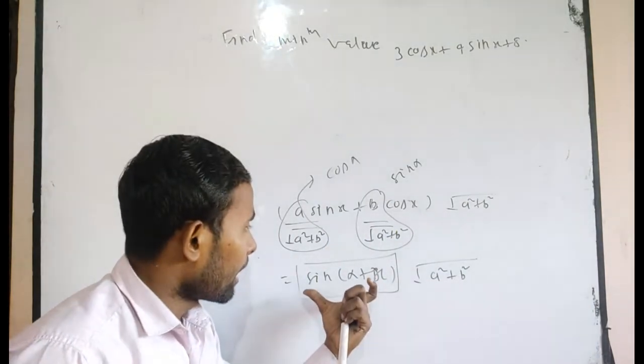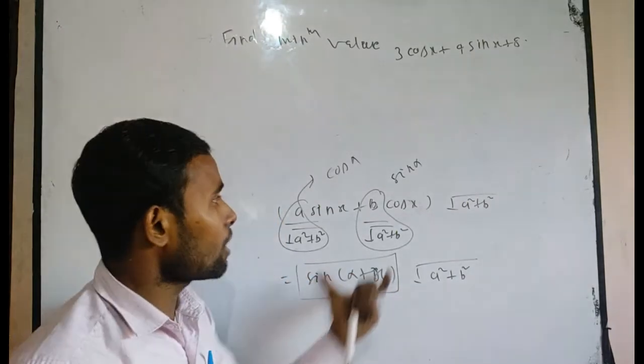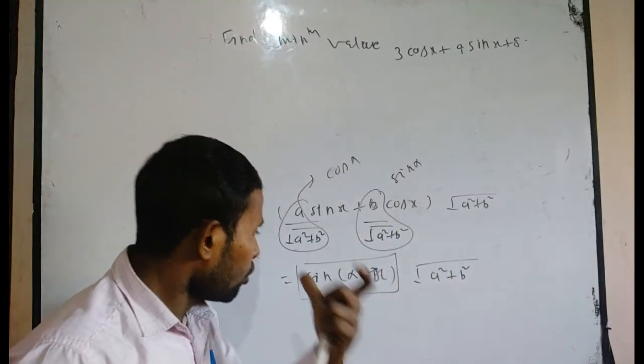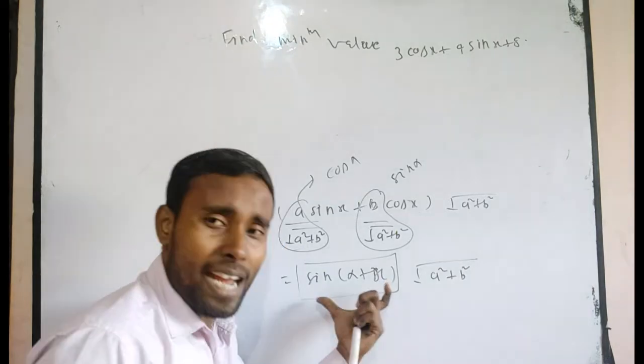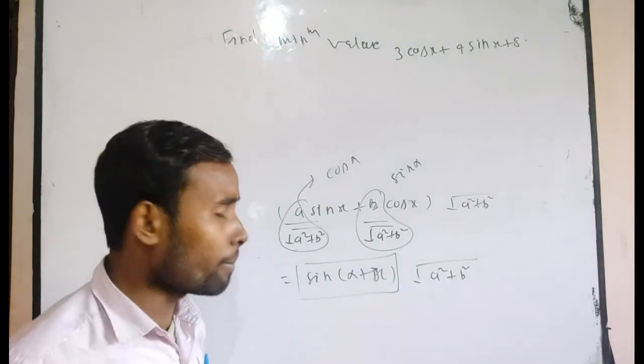If you know about the maximum and minimum value of this term, then you can easily find the maximum and minimum value of this expression. Here, as you know, the maximum value of the sine function is equal to 1 and the minimum value will be minus 1.